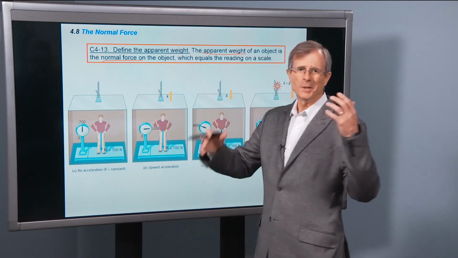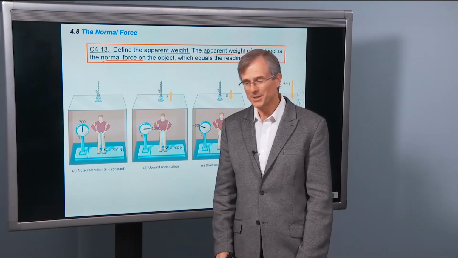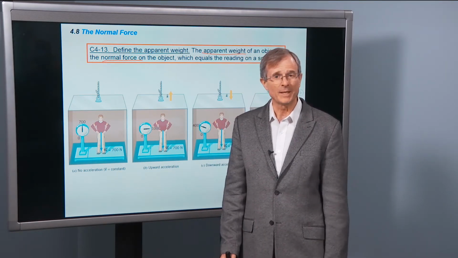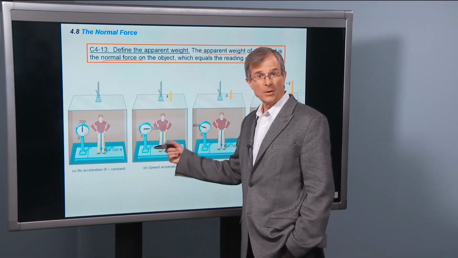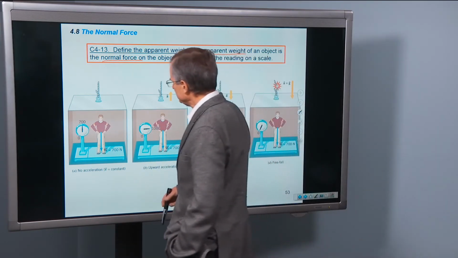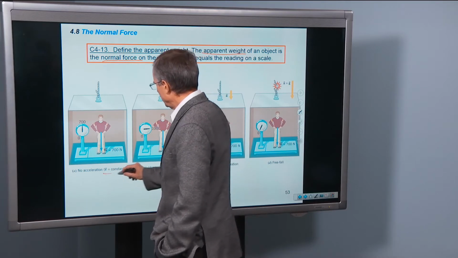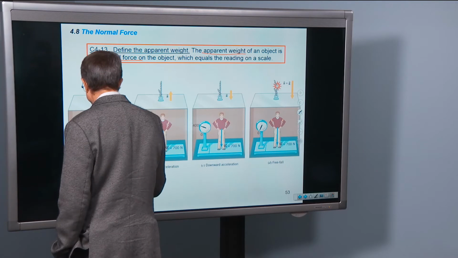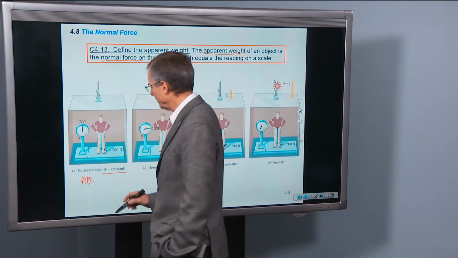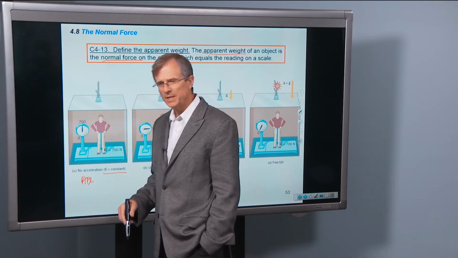And you say, well, hold on, why are you making this distinction? Because it's just going to give me my regular weight, isn't it? I say, not so fast. Let's say you put your scale on an elevator, and the elevator's not moving. Well, let's say that the elevator is moving at constant speed.